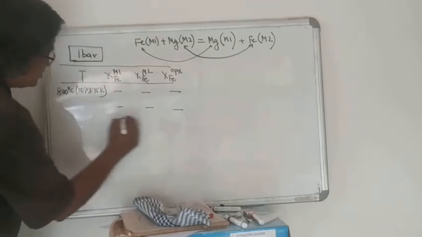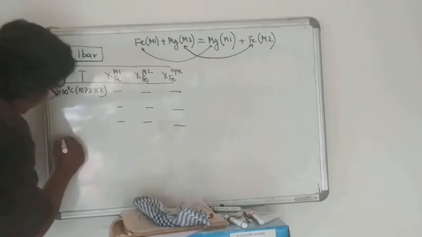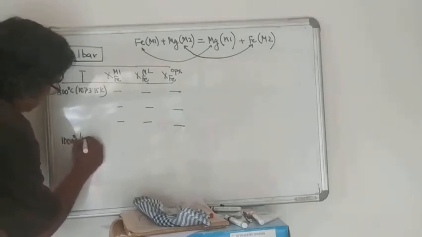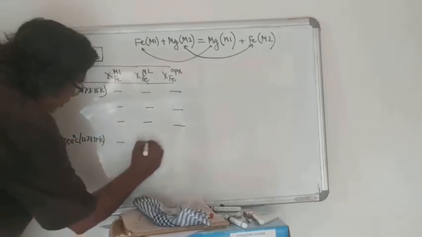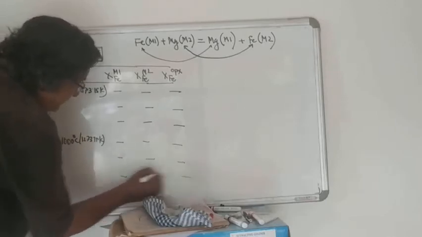At the same temperature, for another orthopyroxene, they find out this value. And then, for example, they do 1000 degrees centigrade, and that means 1273.15 kelvins. And again, they go on finding the different values. Have you understood?